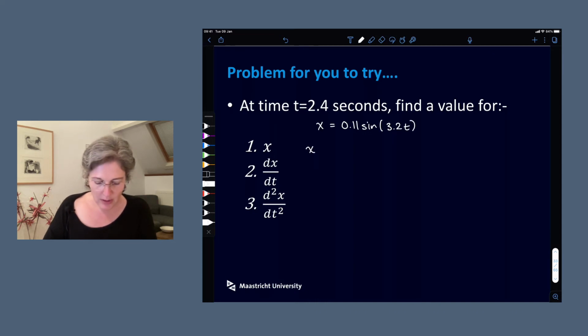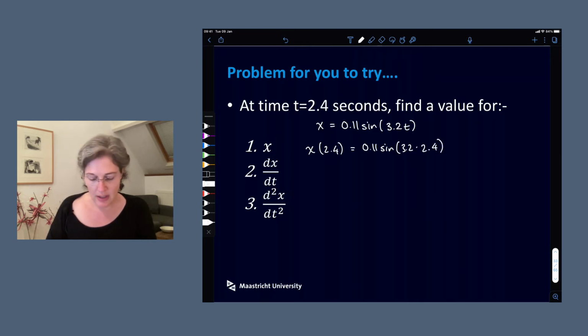Alright, so we know that x evaluated at 2.4 is going to be 0.11 sine of 3.2 times 2.4, and you can evaluate that. The important thing, and the reason we're putting this in over here, is you must put your calculator in radians. Otherwise bad things will happen.